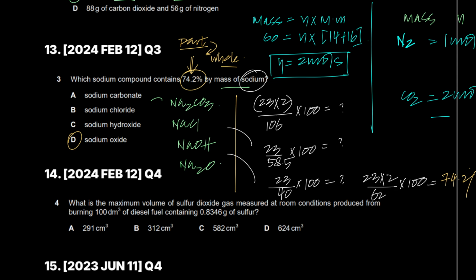This is 23 and this is 58, so roughly about 50%. This is 23 and this one is about 40. So this might be close to it. I was confused between these two. That's why I said D is the correct option, because if you look at D, that's 23 times 2, 46, and then just one oxygen. So it's pretty close. So I went with D.